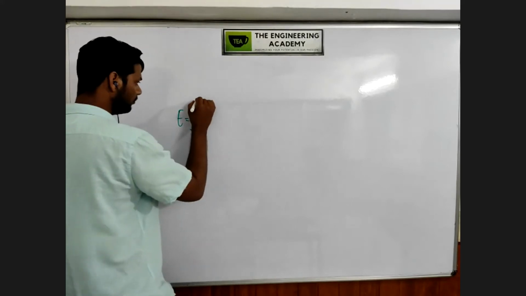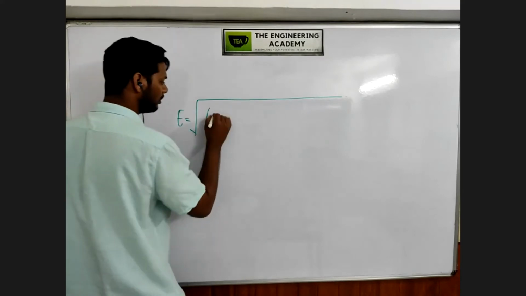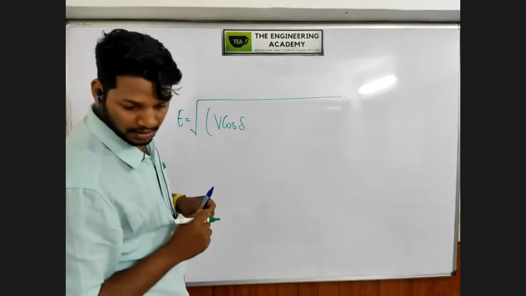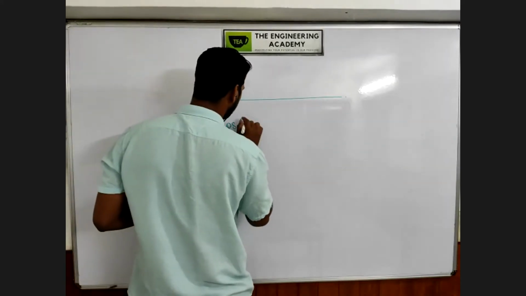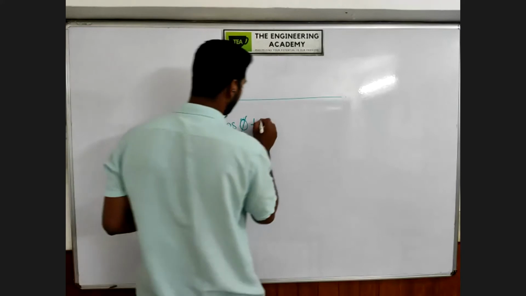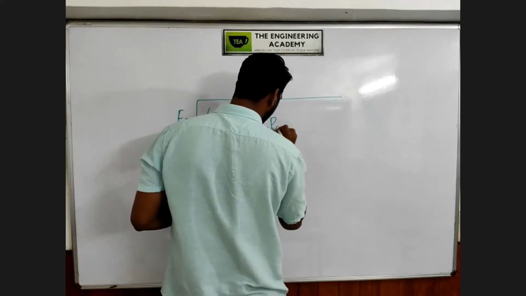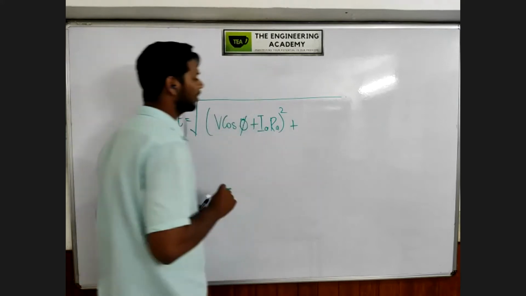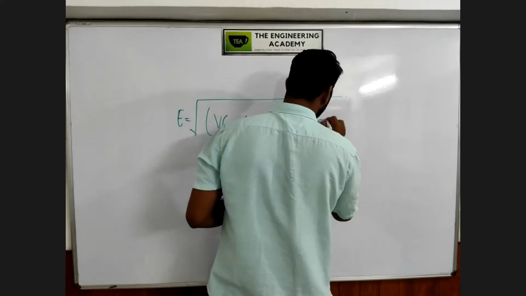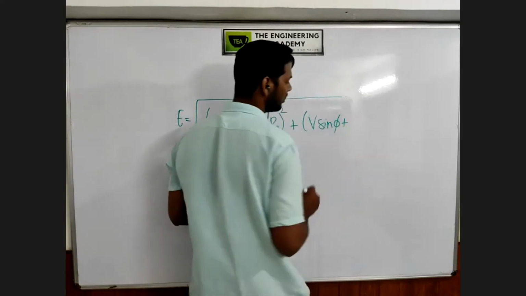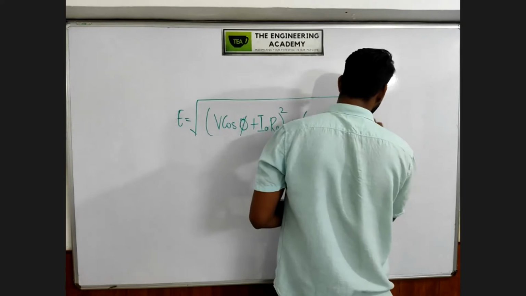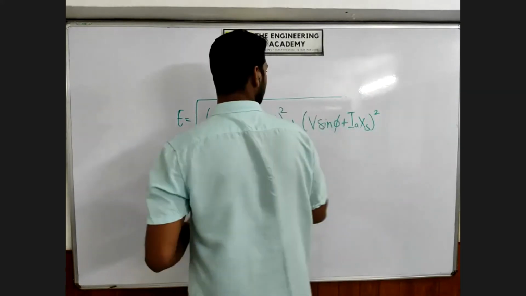E is equal to the square root of (V cos phi + IaRa) squared plus (V sin phi plus or minus Ia Xs) squared. This is also an important formula.